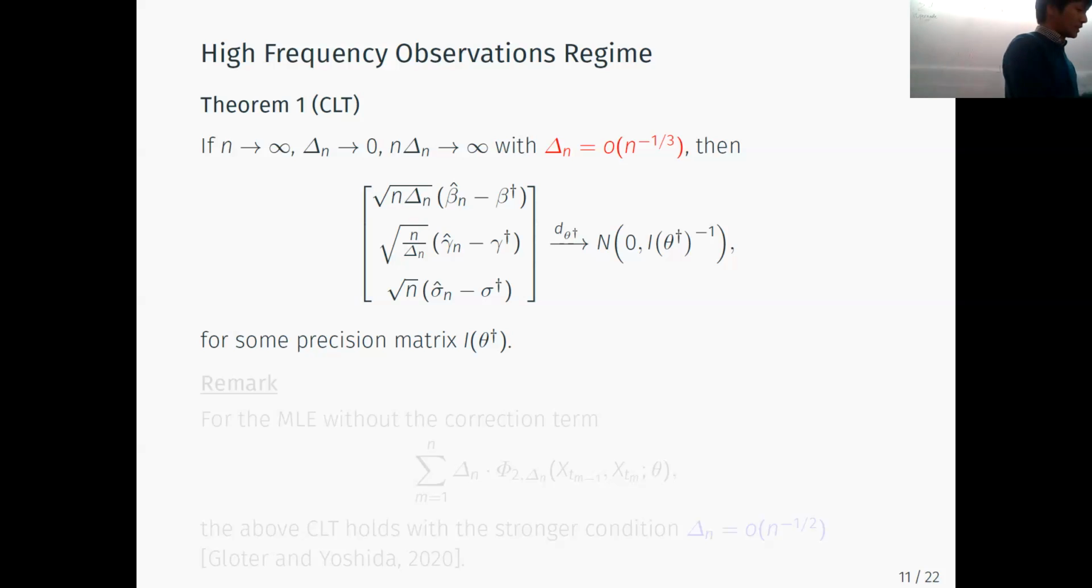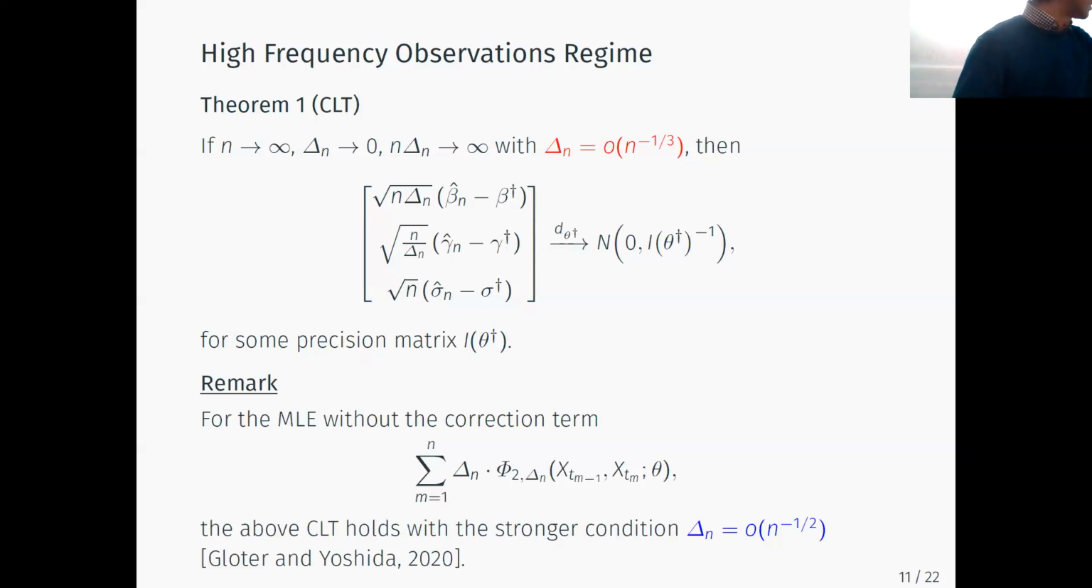But this CLT only holds with the step size condition on delta n. And this is quite important. Here I would like to add an important remark. If we remove the fraction term from the approximate likelihood, then the same CLT holds with a stronger condition on the step size, with delta n being little o of n to the minus half. Actually, this is stronger than the step size condition above. So this is the advantage of using the fraction term.